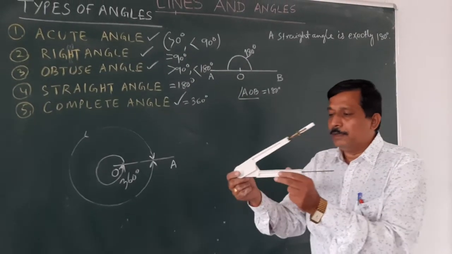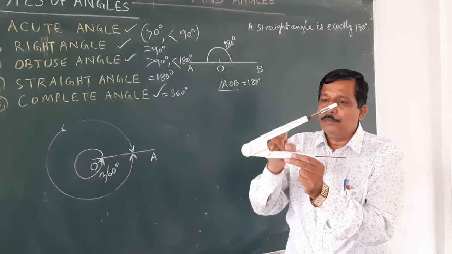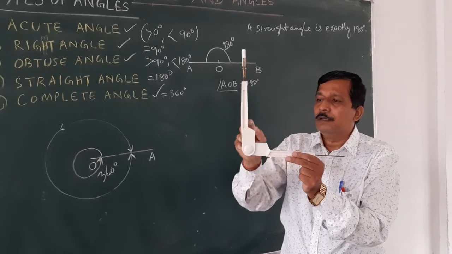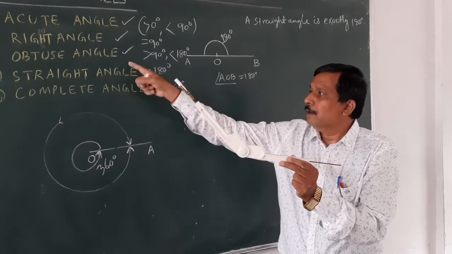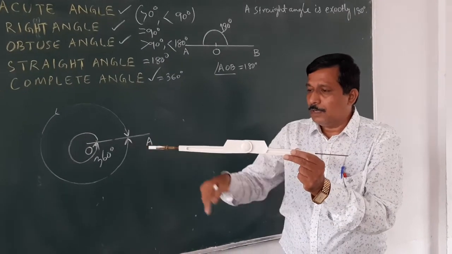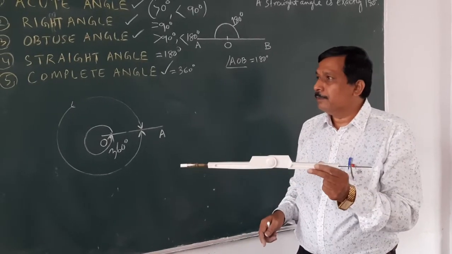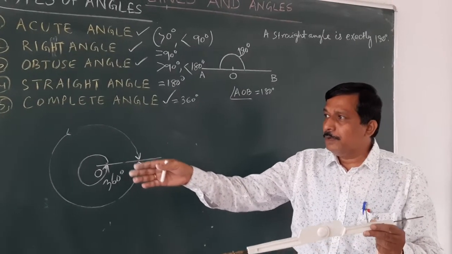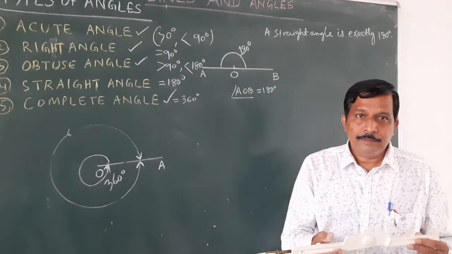So you can do this activity. Suppose you rotate this. From the acute angle, you will now get the right angle. Rotate more, and you will get the obtuse angle. Then next is your straight angle. But again, this total is the complete angle. So these are all the different types of angles. Or you can see the doors also. You can make the different angles yourself with the doors. This is all about your angles.